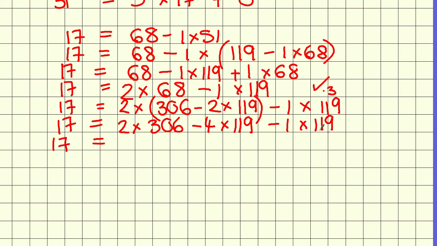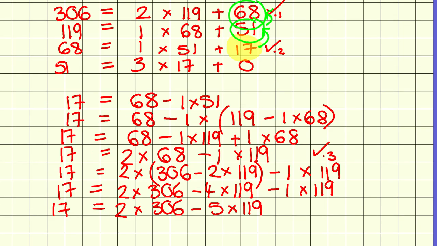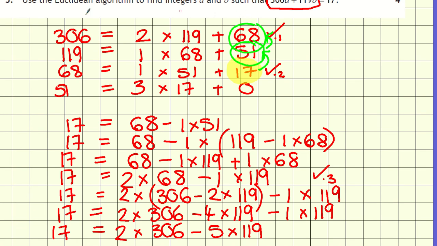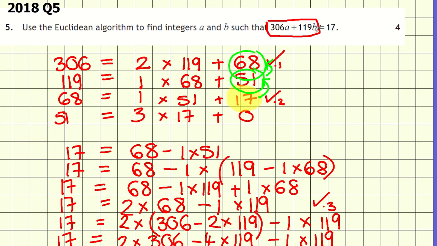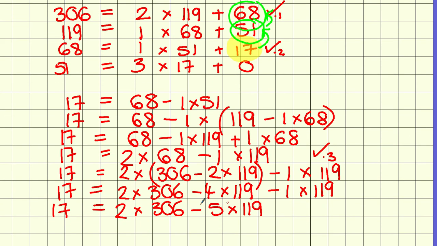And then can you see any number that's written twice? It's the 119. So I've got minus 4 lots of this. Take away one lot of 119. So that part gives me minus 5 lots of 119. Right, back up. There's nowhere else I can go here. So is that us finished? Let's see. I want 306 and I want 119 in the final answer.